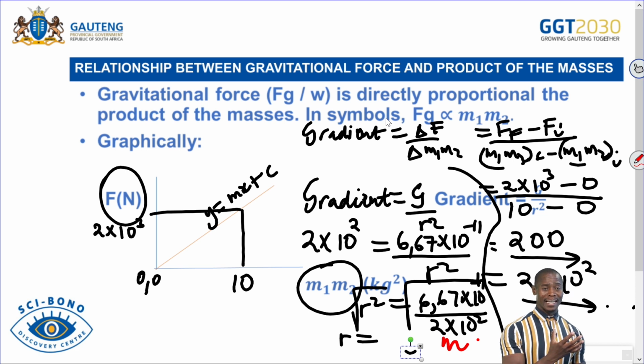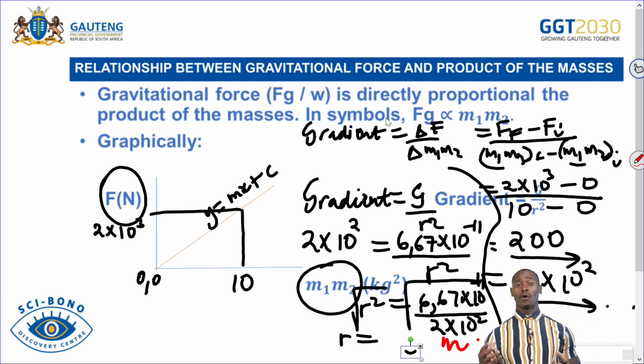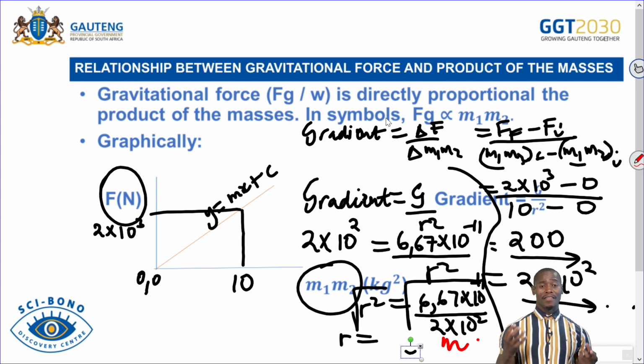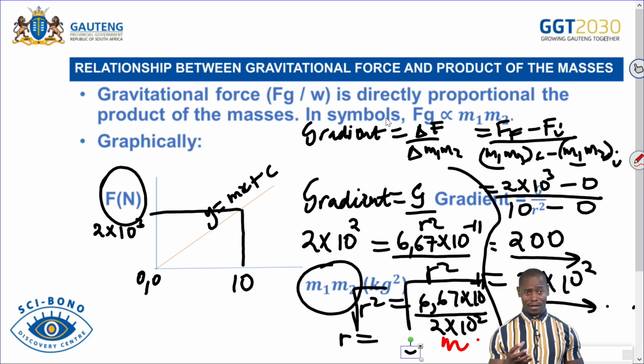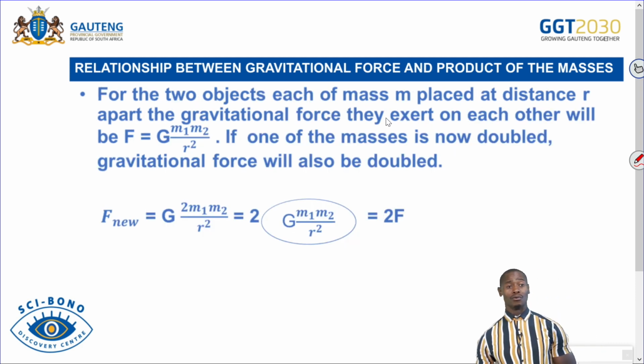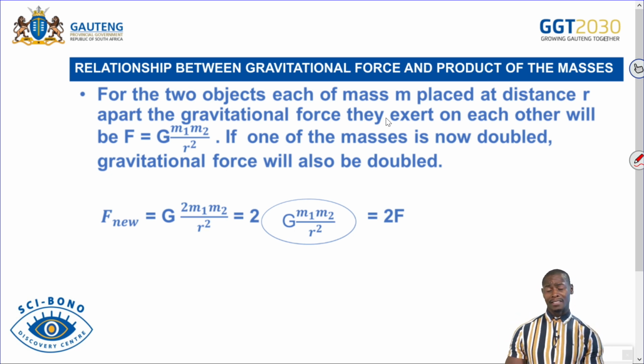We calculated the gradient, and for that you need how many points? 2 points. From there we get the gradient, and the gradient equals G over r squared. Then we can get r. We know G, which is 6.67 times 10 to the power negative 11, and we already know the gradient, 2 times 10 to the power 2, or 200. And then you get r. So that is the relationship between gravitational force and the product of the masses.